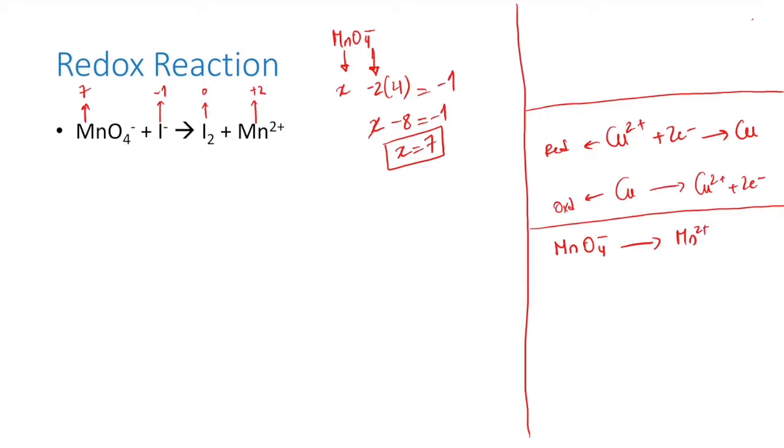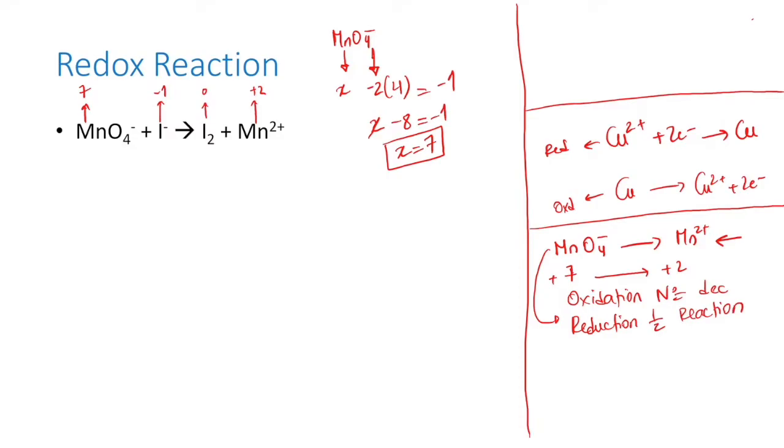Please note that this half reaction is not balanced. MnO4 minus is giving Mn2 plus. This is not balanced. Okay. Now Mn, it was 7. The oxidation number was 7. Then it becomes +2. This means that the oxidation number decreases. When the oxidation number decreases, this means that it's a reduction half reaction.